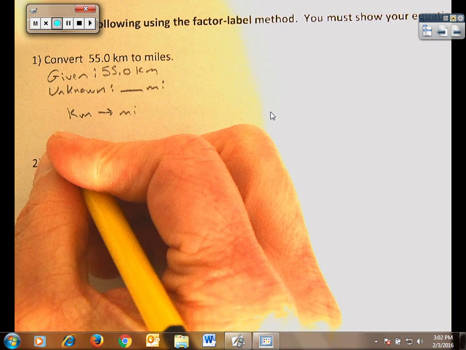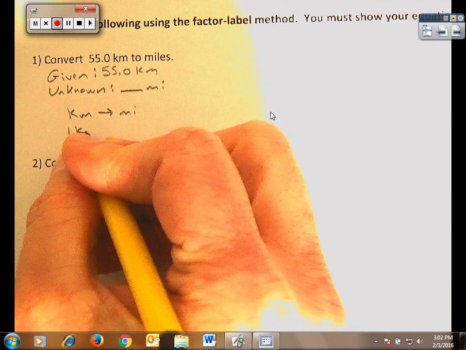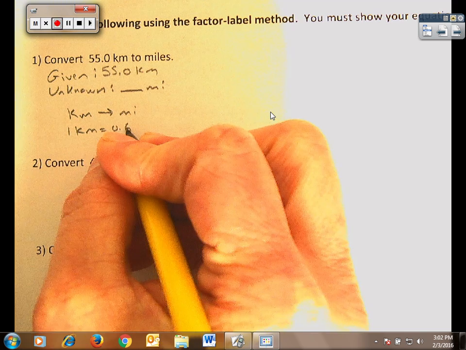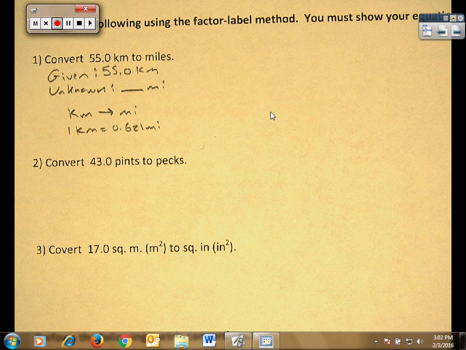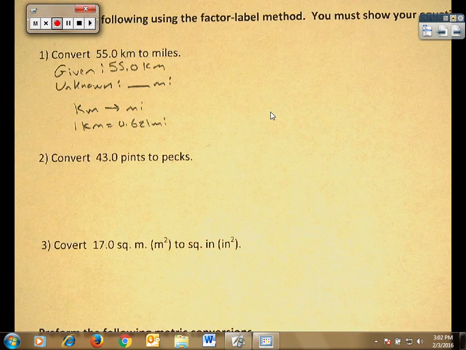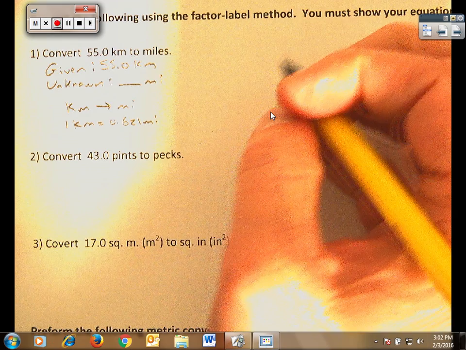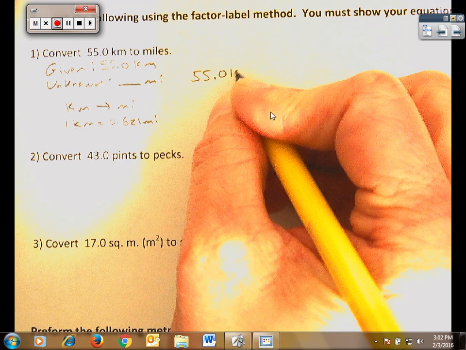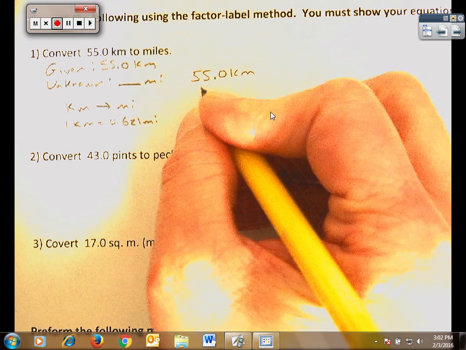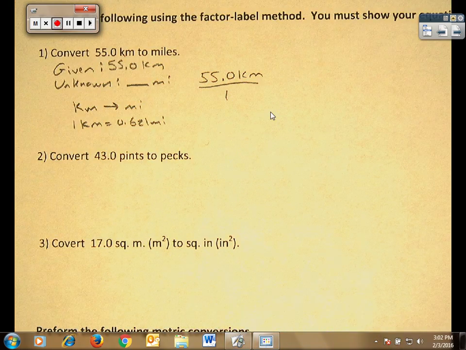Again, the process is going to involve the equivalence 1 kilometer equals 0.621 miles. That's the tool we're going to use to get there. In a flight, we use a plane. In factor label method, we use an equivalence to get from point A to point B. We start with our given. We're going to write our given, 55.0 kilometers over 1.